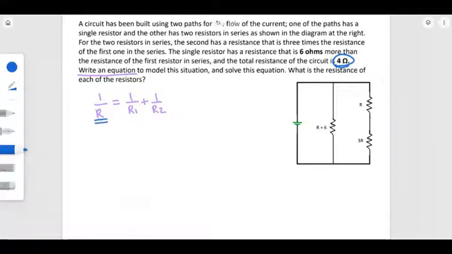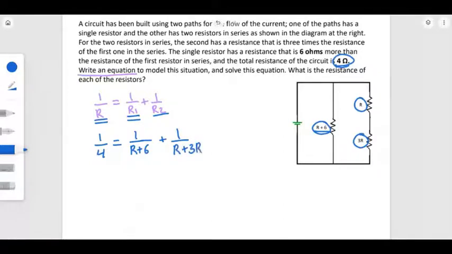So this is the total. So it's going to be 1 over 4 equals, R1 is the resistor in the first path. In the first path we have just a single resistor, which is R plus 6. So it's going to be 1 over R plus 6, plus 1 over R2, the second path. In the second path, we have double resistors, which are R and 3R. We're just going to add them together, so it's going to be R plus 3R.